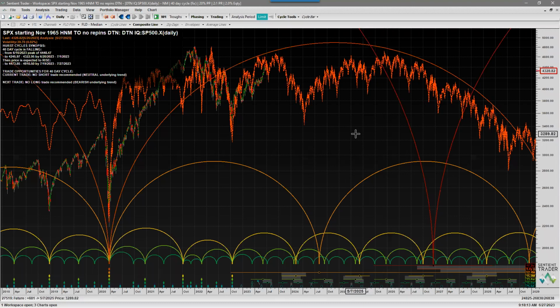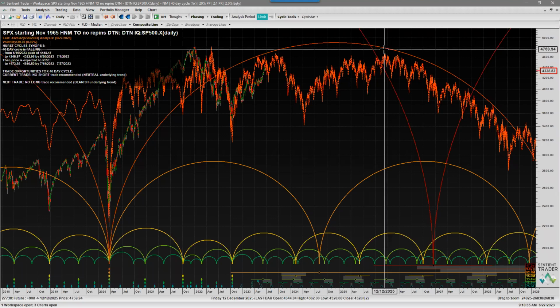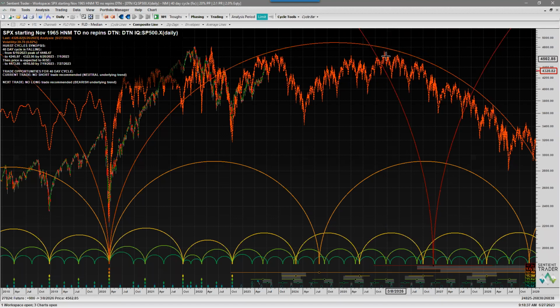It gives equal weight to the direction of each of those cycles that it is simultaneously figuring out all the time. It gives equal weight. And so with cycle analysis, the composite line doesn't necessarily project price, but it does project direction. And it's suggesting that the market will stay up until late 2025 and then be very, very weak after that.